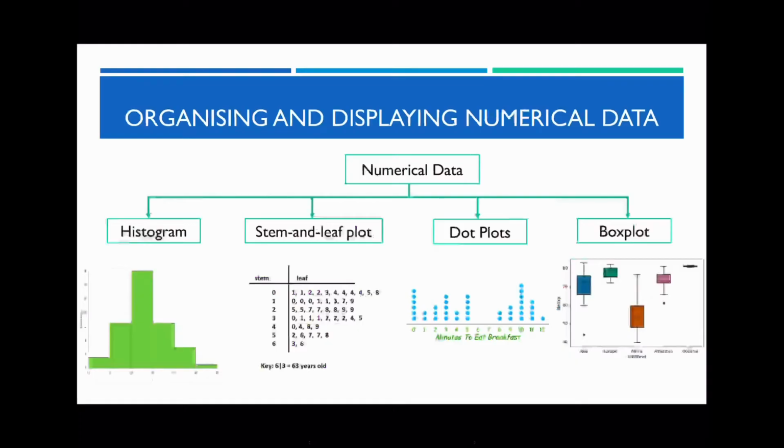Now, when you're trying to display numerical data, there are various forms that you could opt for. You could show this using a histogram, a stem and leaf plot, a dot plot, or a box plot. Each of these types of visual displays has its own advantages and disadvantages. But you should be aware that the histogram and box plot are probably the most commonly used because they have a lot more advantages compared to the stem and leaf plot and dot plot. The focus of today's lesson is the histogram, stem and leaf plot, and dot plot, and we're going to look at box plot in the next video.